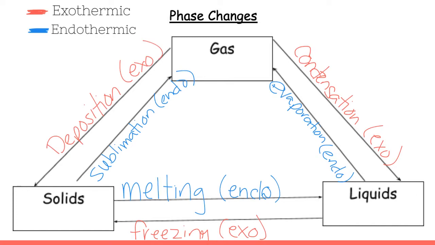So when we look at this completed phase change diagram, we can see that all of our endothermic ones are where energy is going to go into that object. Those are going to be in blue, and in this case on the inside. And when they're exothermic, they're going to be on the outside, and they're going to be in red. Next, we'll talk about what it means to be endo and exothermic.